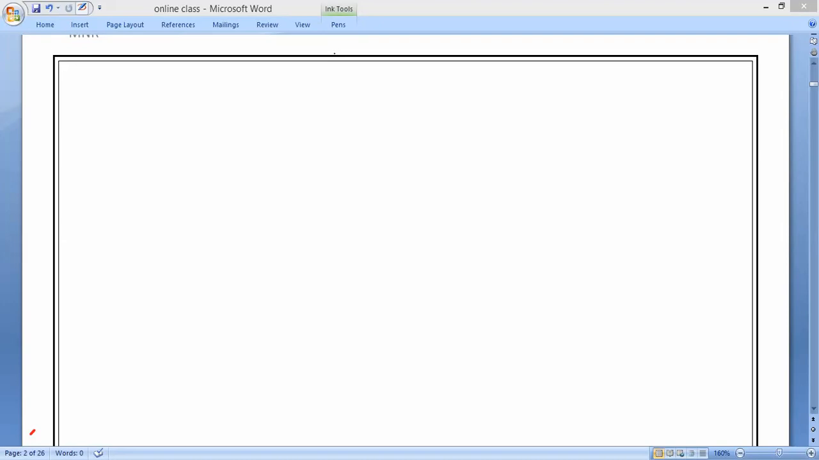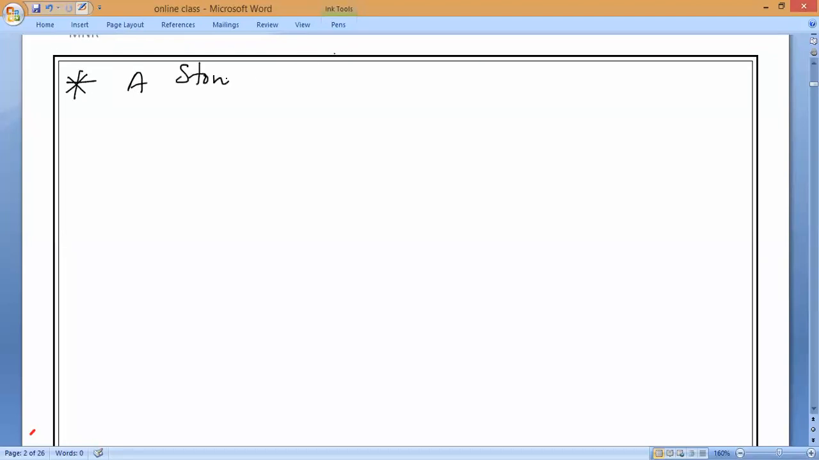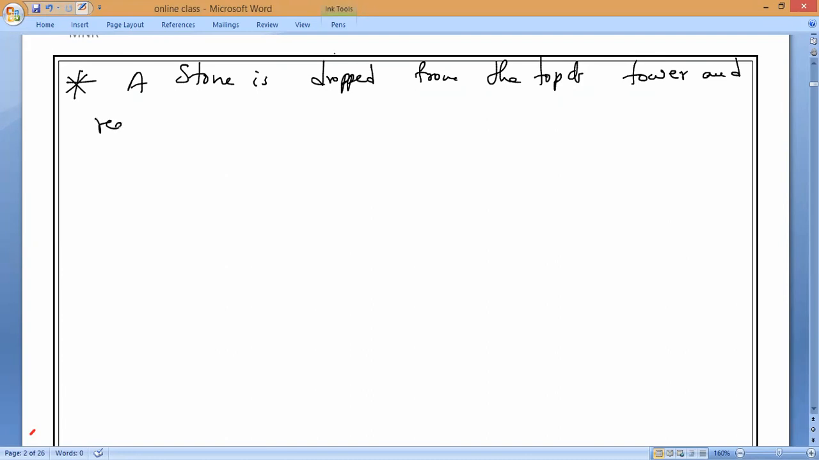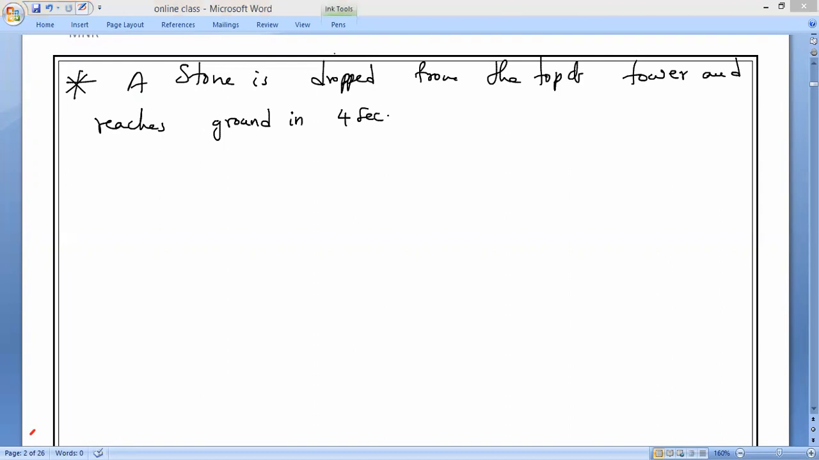Next question. A stone is dropped from the top of a tower and reaches the ground in 4 seconds. Find the height of the tower.